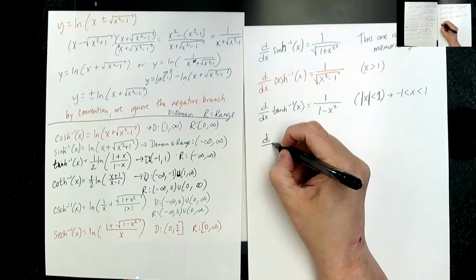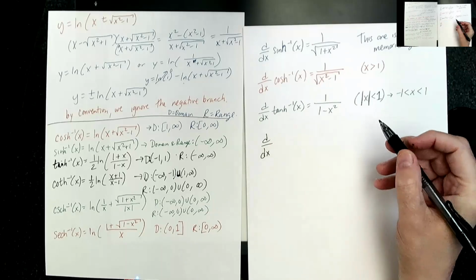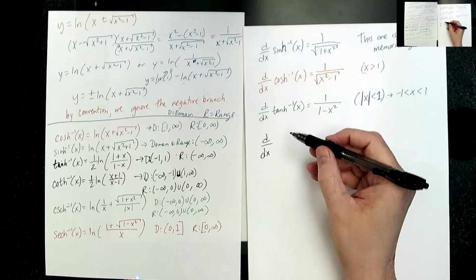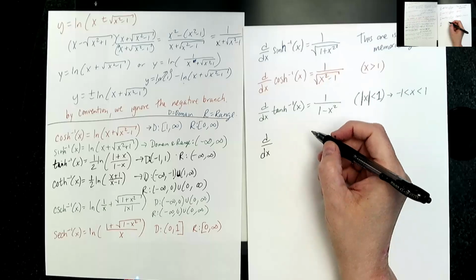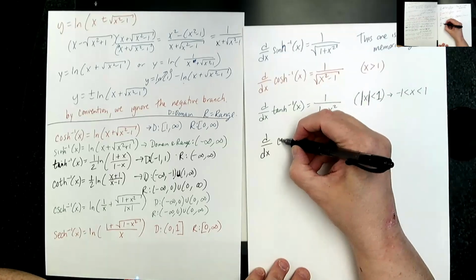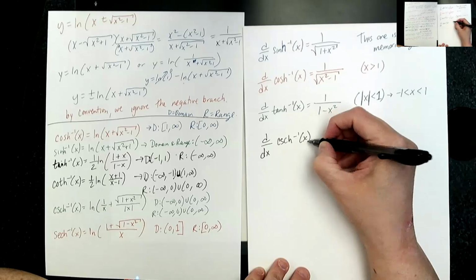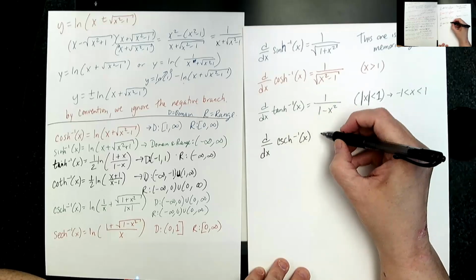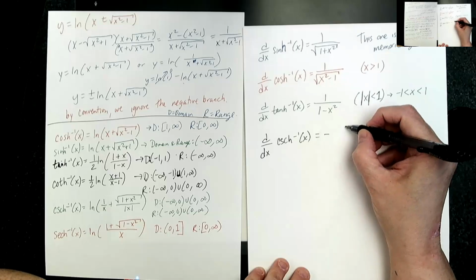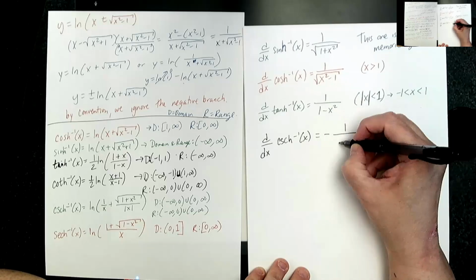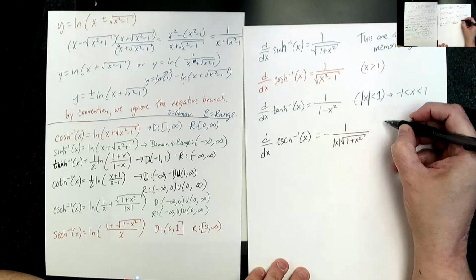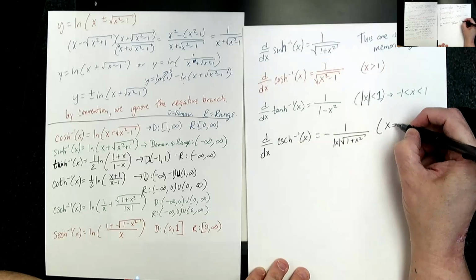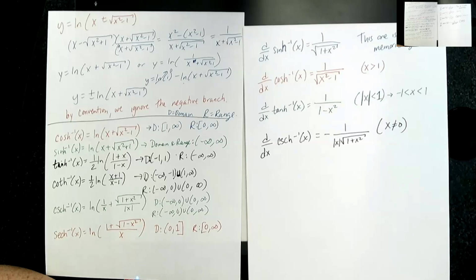I think the inverse ones come up more often than the regular ones, to be honest. Let's see. We did sinh first, so we'll do hyperbolic cosecant. This is the fun one. -1 over absolute value of x times the square root of 1 plus x squared. And we require x to not equal 0 here for, actually, apparent obvious reasons. It doesn't work in the derivative.